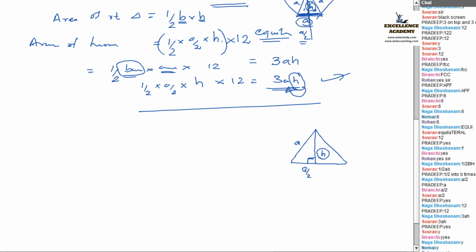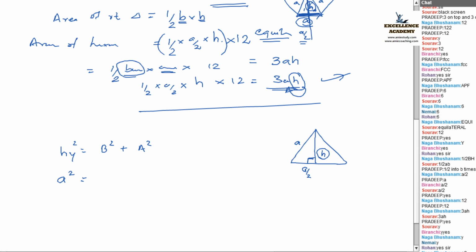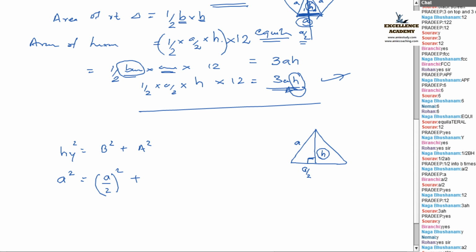How can I find out the value of H then? We know that hypotenuse square is equal to base square plus altitude square, right? The Pythagoras theorem we have to apply. Hypotenuse square is what here? A square. Base square is what here? A by 2 the whole square, plus altitude square, which is H square. From this we can find out the value of H square. Please give me the value of H. Root 3a, that is the answer given by Saurav.